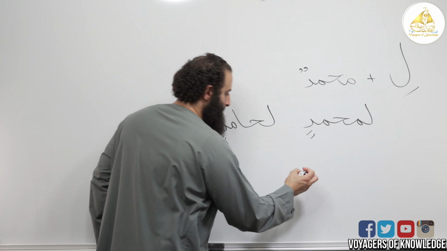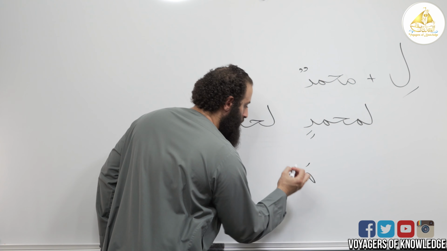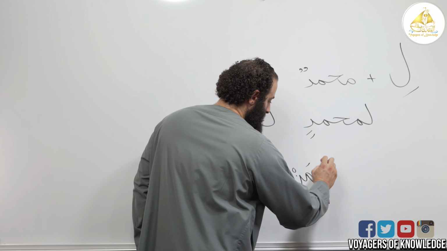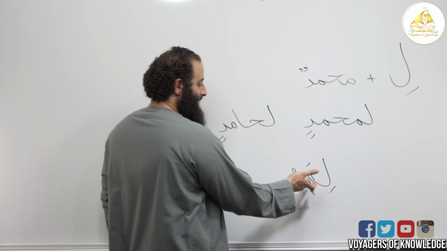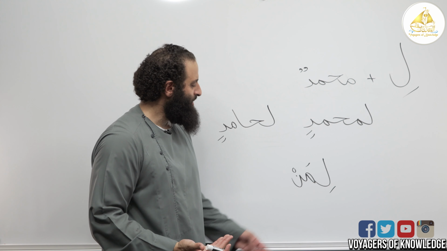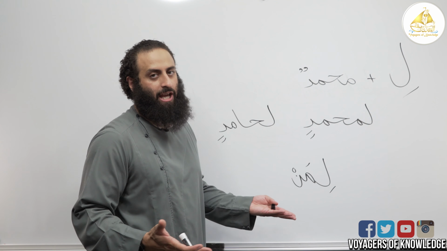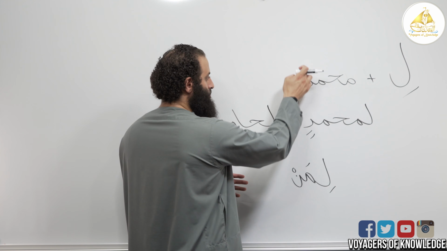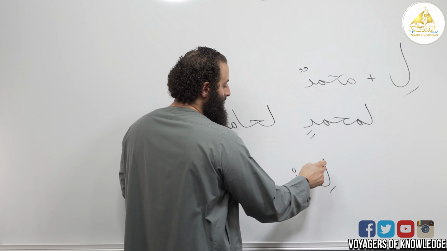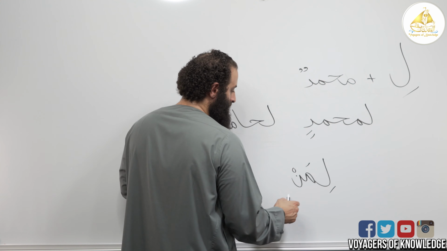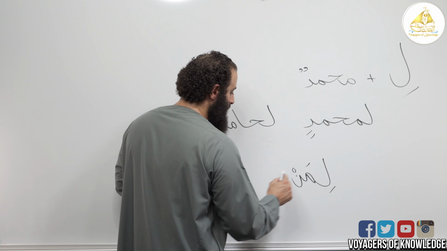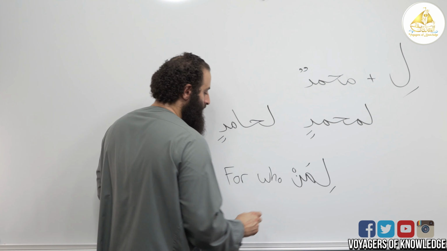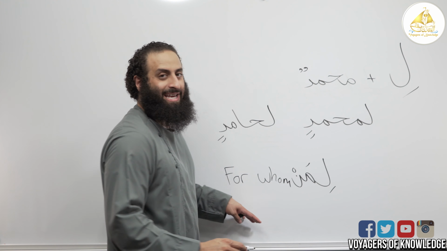السؤال الثاني, لمن هذا. Now we added the word man, which on its own means who. When you add the lam of harf jar, liman, it can't change this word. This word is mabni. It doesn't change. Okay? It's not what is called mu'rab, where the last letters can change. Mabni doesn't change. Liman. Now this becomes basically who plus for. So it would literally mean for who, or for whom, sorry, is this.